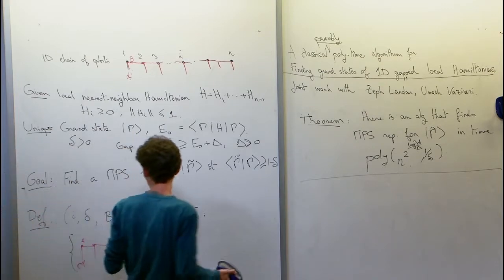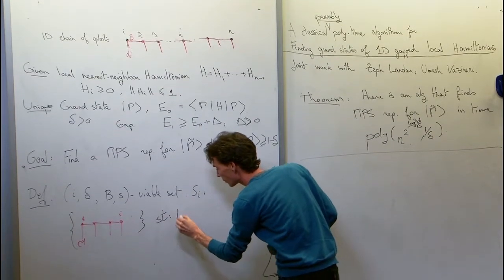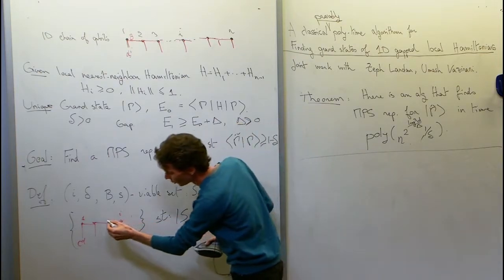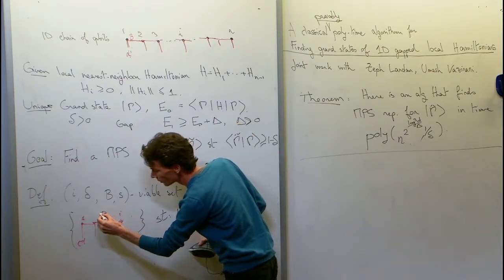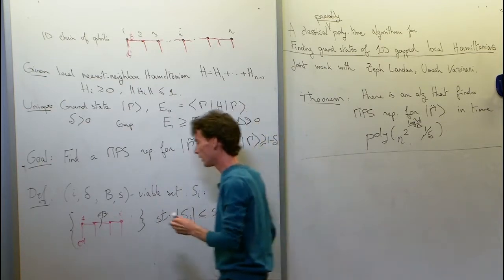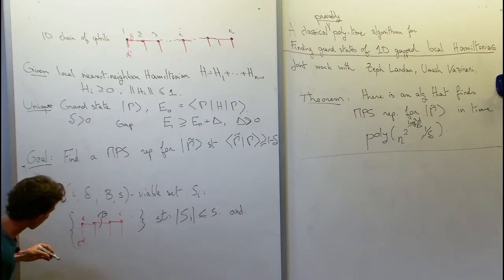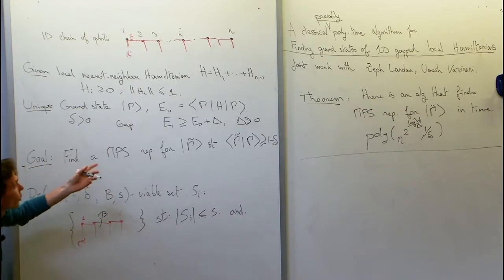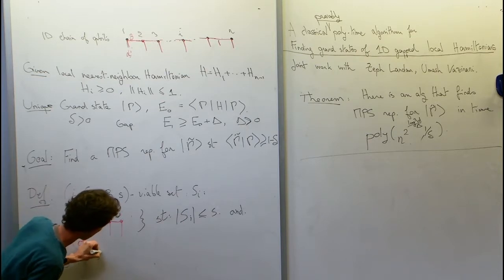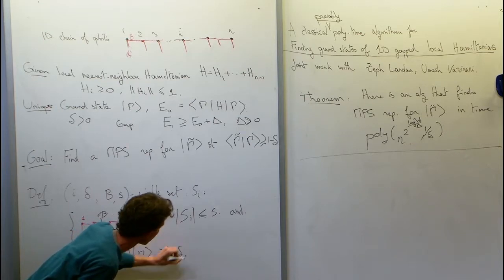On the first i sites, such that the size of the set is S. The bond dimension of these vectors is at most B. And the important property is that the haystack contains the needle, right? And what does that mean? There exists some gamma tilde, some approximation to the ground state, such that it's a good approximation to the ground state.